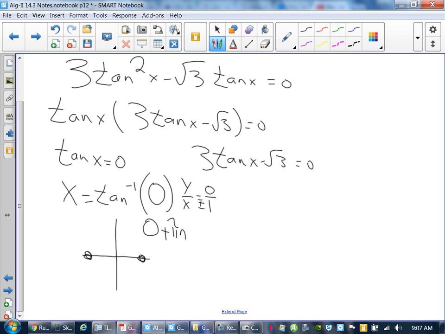The other side, on the other hand, is going to be what angle has a tangent value of root 3 over 3. Which one is it? The 30. Is it the 30 or the 60? Because remember, it's your opposite over the adjacent. Yeah, so it's a 1, root 3.